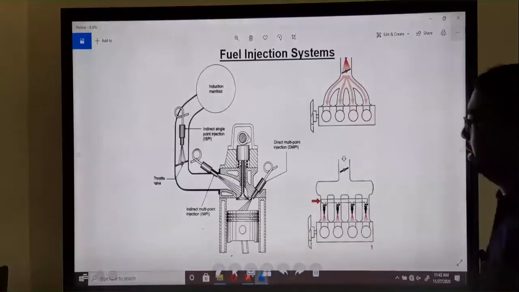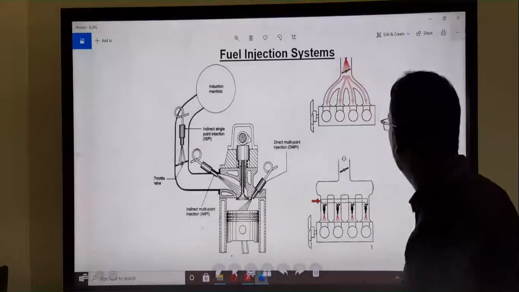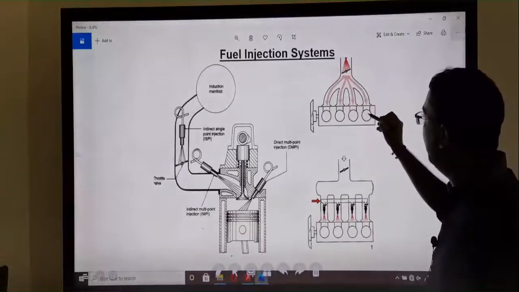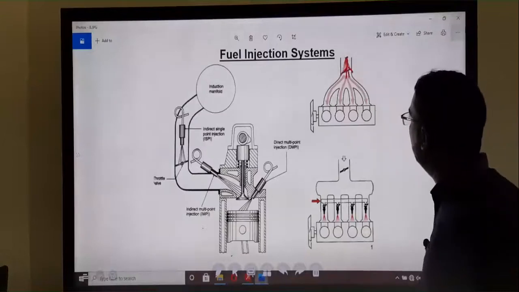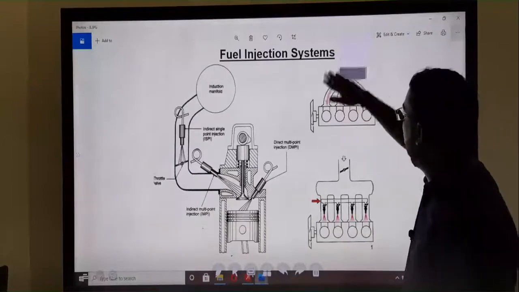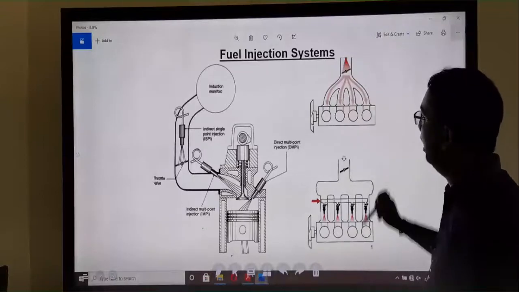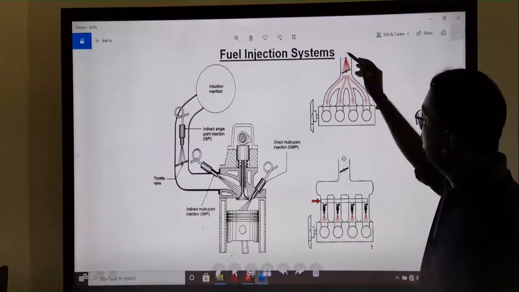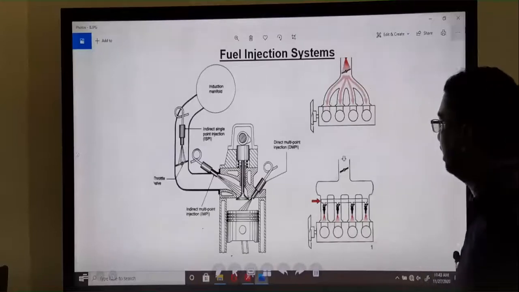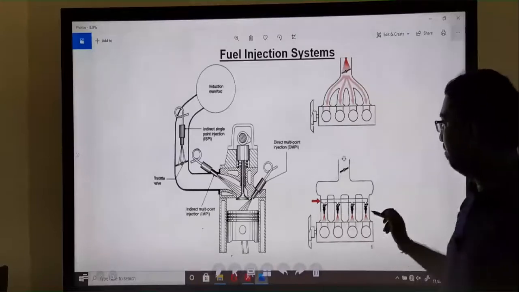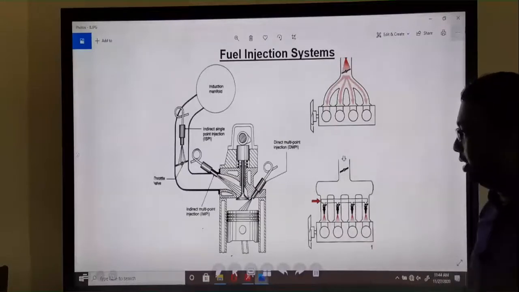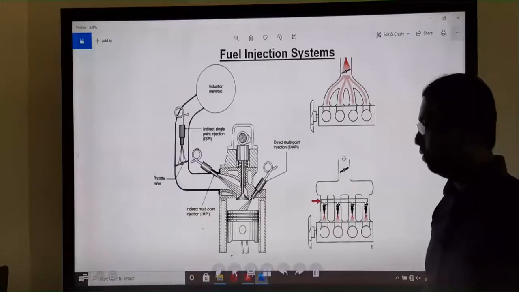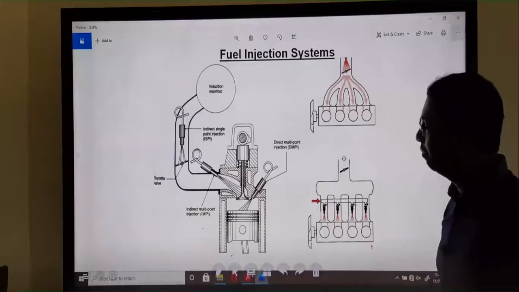The other one: here there is a 4 cylinder, and this injects in the manifold. There is a single injector used here for these 4 cylinders, so this type of injection is called single point injection. But here there are 4 separate injectors used for 4 cylinders. So this is called multi-point injection or multi-port fuel injection.